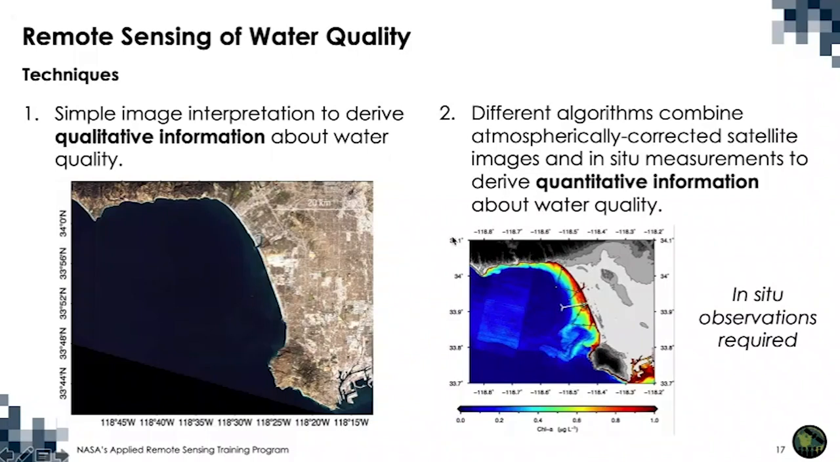Quantitative techniques use in situ measurements of water quality parameters co-located with remote sensing reflectance data for a training period and to develop empirical or physical algorithms to derive water quality parameters. These algorithms then can be applied to satellite images subsequently to get quantitative information of water quality parameters. So in situ observations are required to derive the relationship between the satellite data and the actual water quality parameters, and that relationship then can be applied to future satellite images.